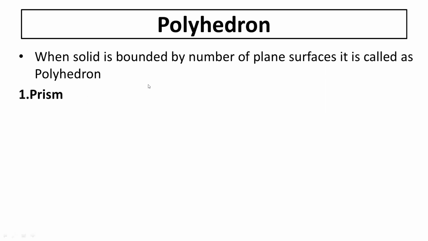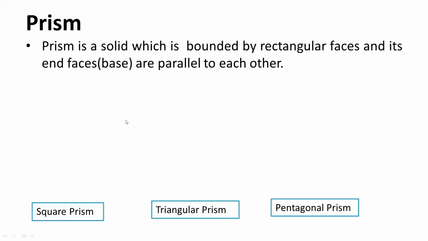So in the polyhedron, the first solid geometry is the prism, and the second geometry is the pyramid. Okay. So you must have seen this prism and the pyramid. So what is prism? Prism is a solid which is bounded by rectangular faces, and its end faces, that is called the base, are parallel to each other. Okay. So in the prism, all the faces are rectangular. Okay. And its bases are parallel to each other.